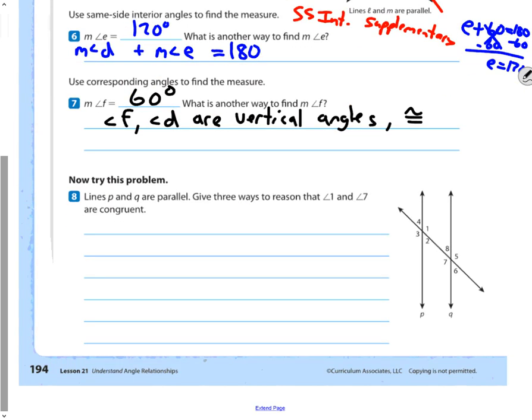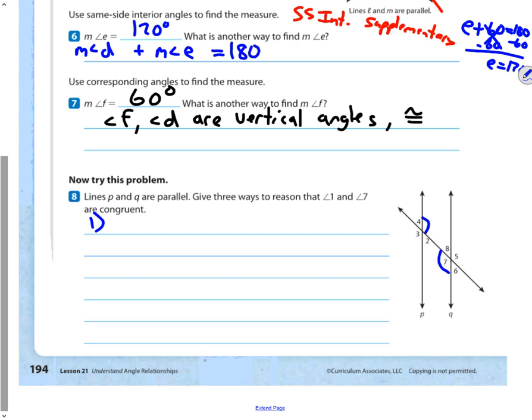We got a whole different problem here. We've got two parallel lines, P and Q, and we've got a transversal that goes right through it. So the question says, lines P and Q are parallel. Give 3 ways to reason that angle 1 and angle 7 are congruent. So how can you determine that angle 1 and angle 7 are congruent? 3 different ways. Okay? Now, one way is way easier than the rest.